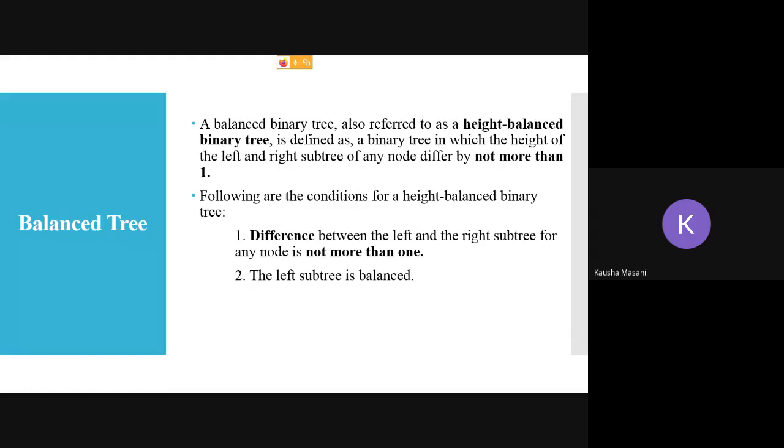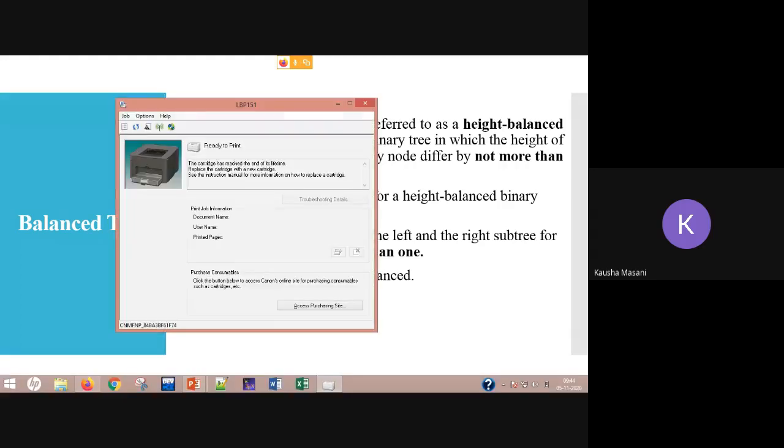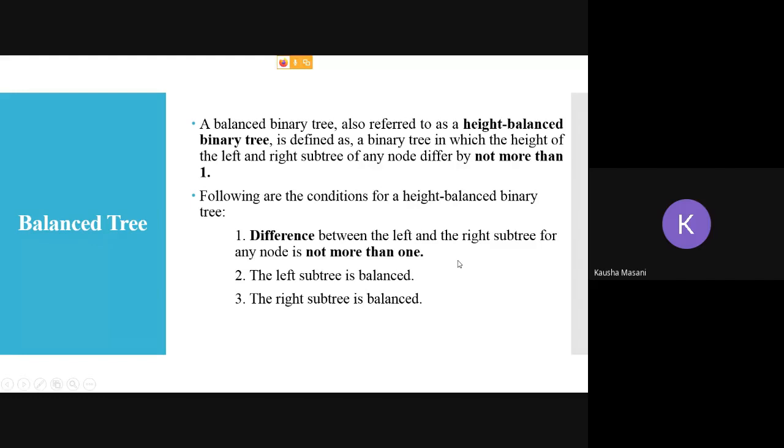And there are some cases of how you can balance your left subtrees. We'll see that. Again, similar thing for the right subtree. Your right subtree should also be balanced. Okay, so these are the conditions for you to say that your given tree is a height balanced binary tree.